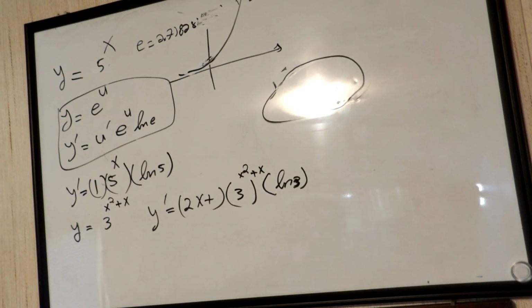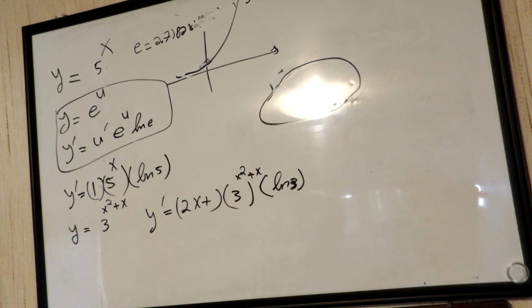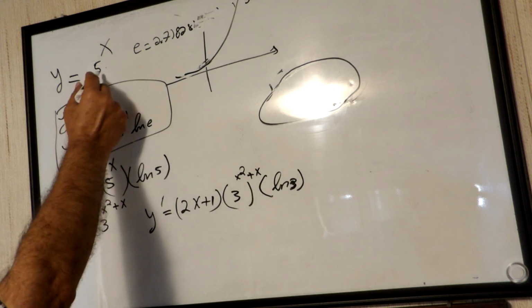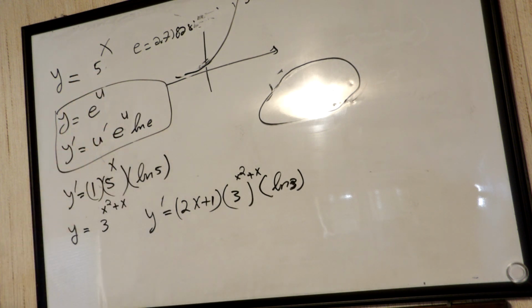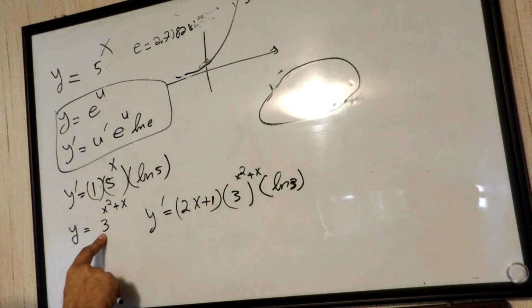That's very simple. You just write the u prime, which is the exponent of the number, 2x plus 1, and then you write exactly this e to the power of 2x plus 1, the same as this one, the same as 3 to the power of x squared plus x, and then ln of this base 3.